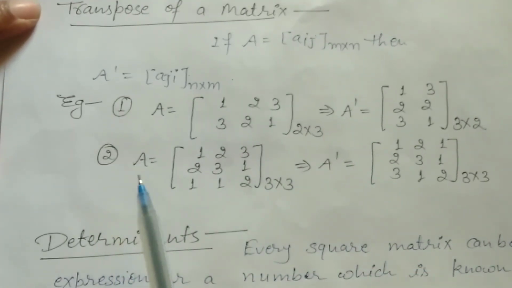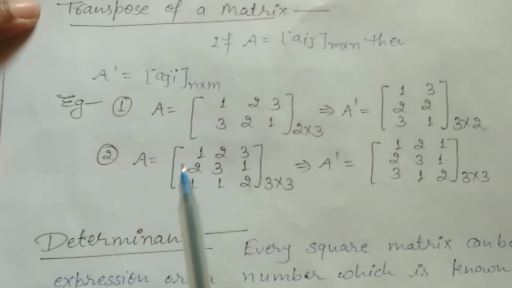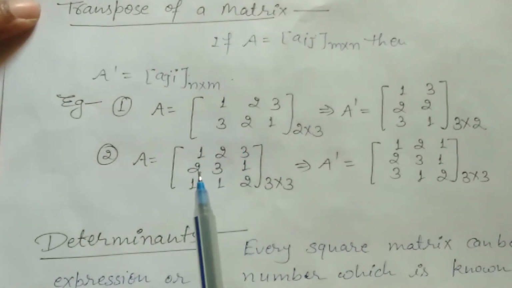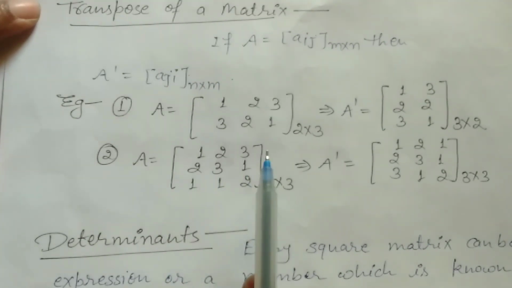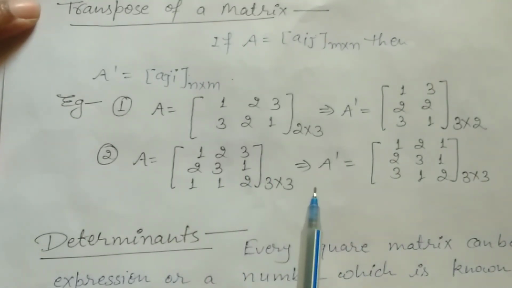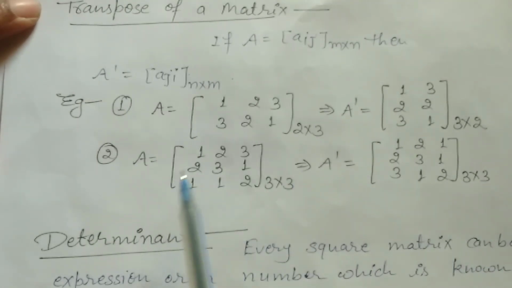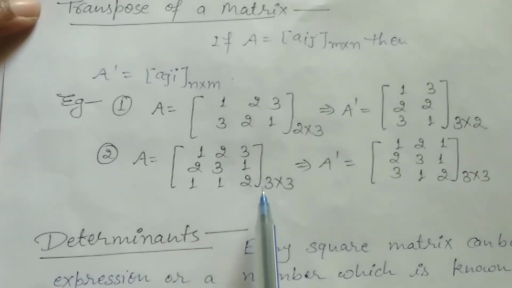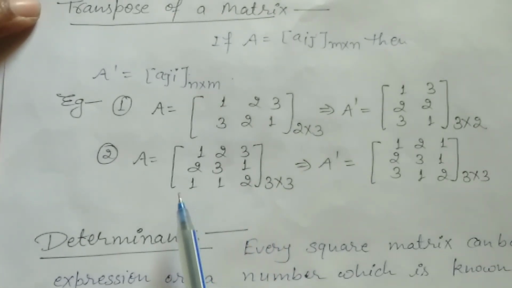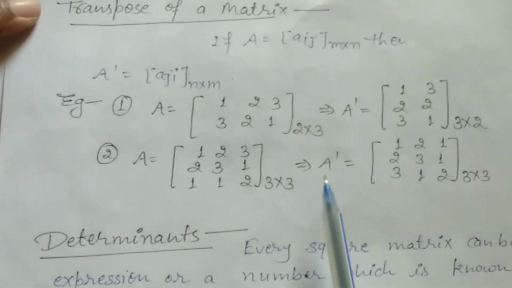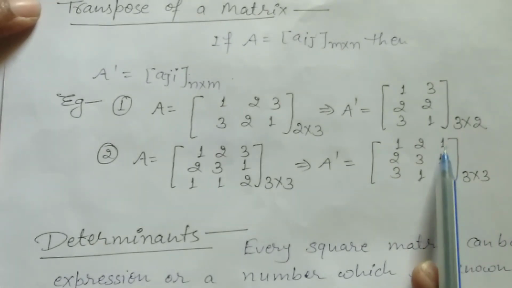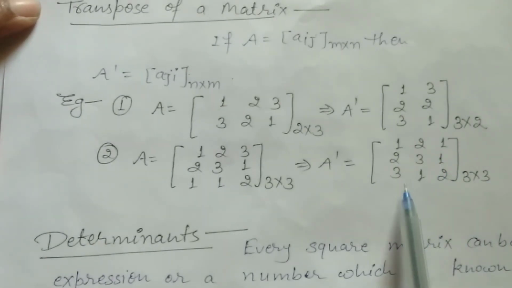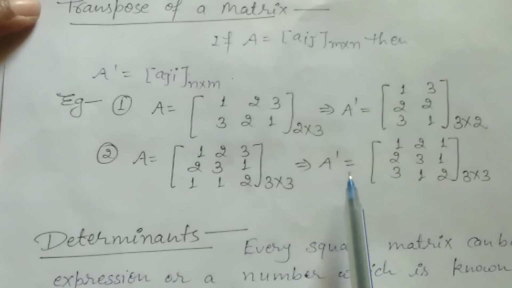Now take the next example. Example second. A equals 1, 2, 3, 2, 3, 1 and 1, 1, 2. This is also a matrix of order 3. Okay, A dash: in matrix A, the first row is replaced by the first column and the second row is replaced by the second column. After that, the third row is replaced by the third column. That means the third row 1, 1, 2 becomes the third column 1, 1, 2. Finally, we find the matrix A dash.